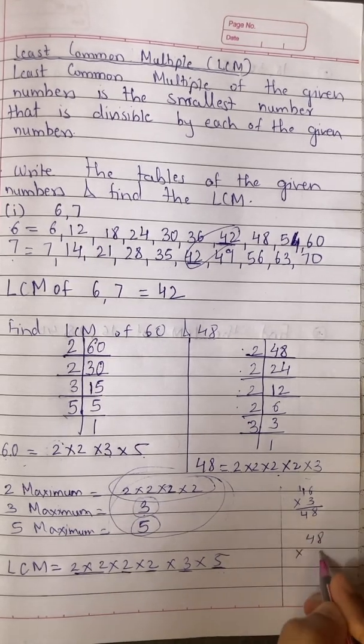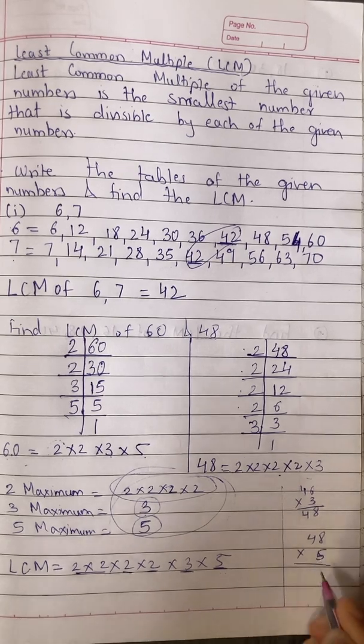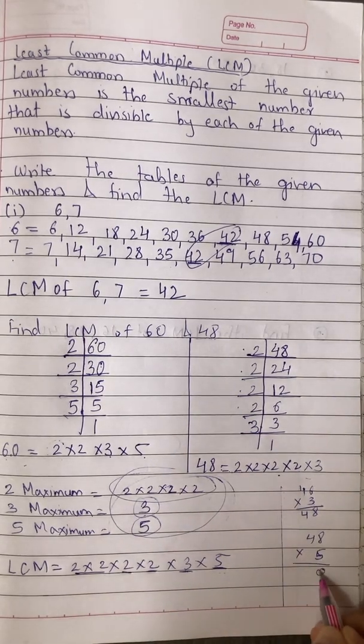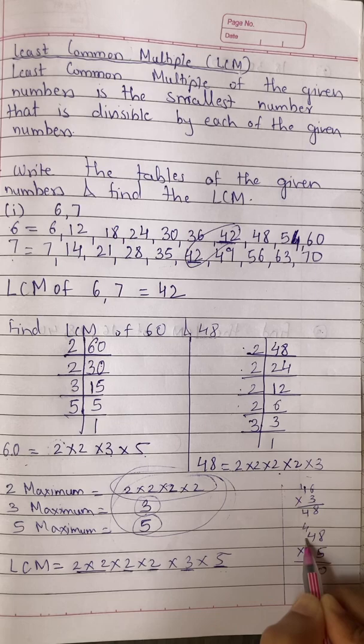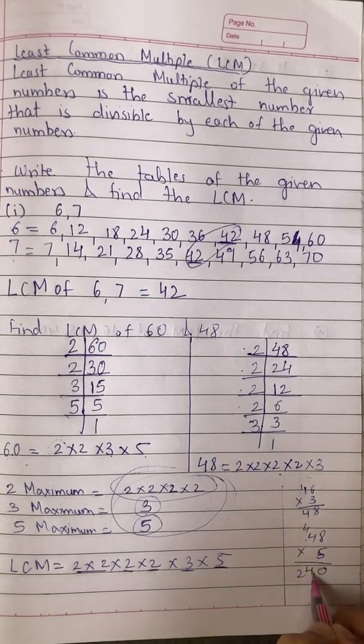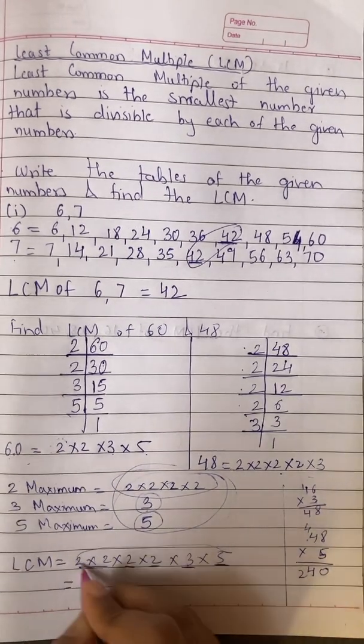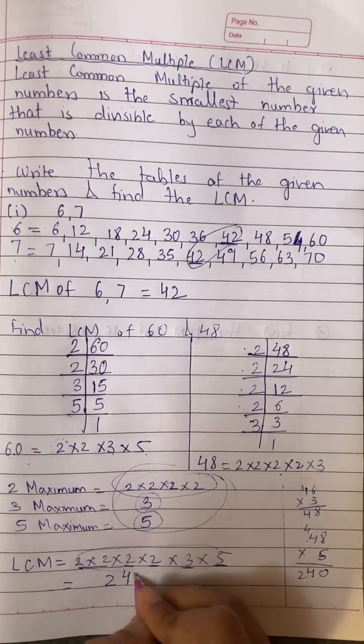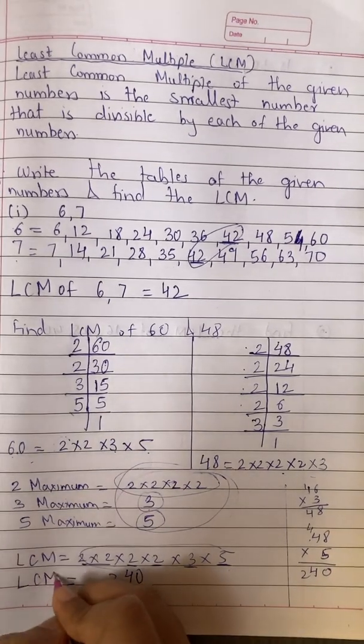And 48 5s are, finally you do and see. So 48 into 5. 8 5s are 40, 0 here, 4 carry, 5 4s are 20 plus 4 is 24. So finally after we multiply all these numbers, we get LCM equal to 240.